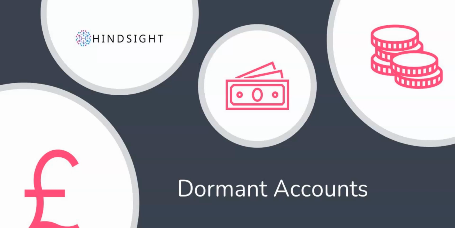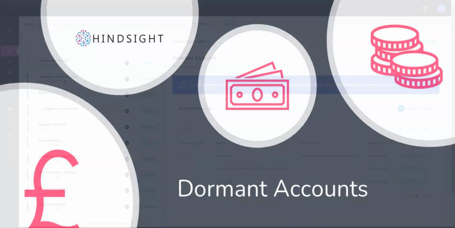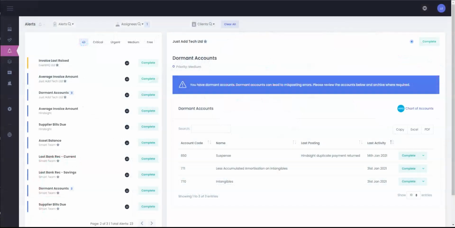I'm going to briefly walk you through the Dormant Accounts alert within Hindsight and what it actually does for you. So we sync with Xero each day, and then we run through your books and records for your clients to see if there are problems that we can flag for you. This one is looking at where you have account codes in your chart of accounts that have not been used for a significant period of time.